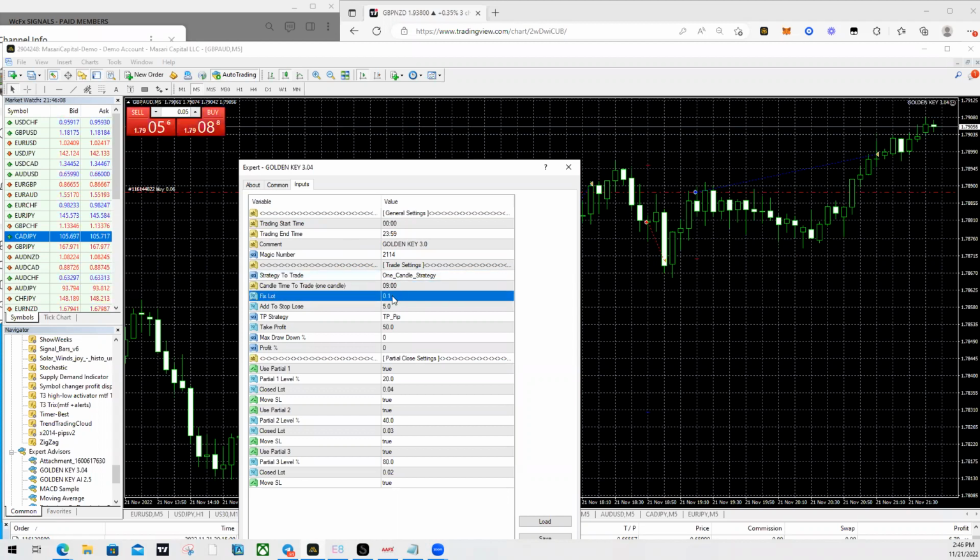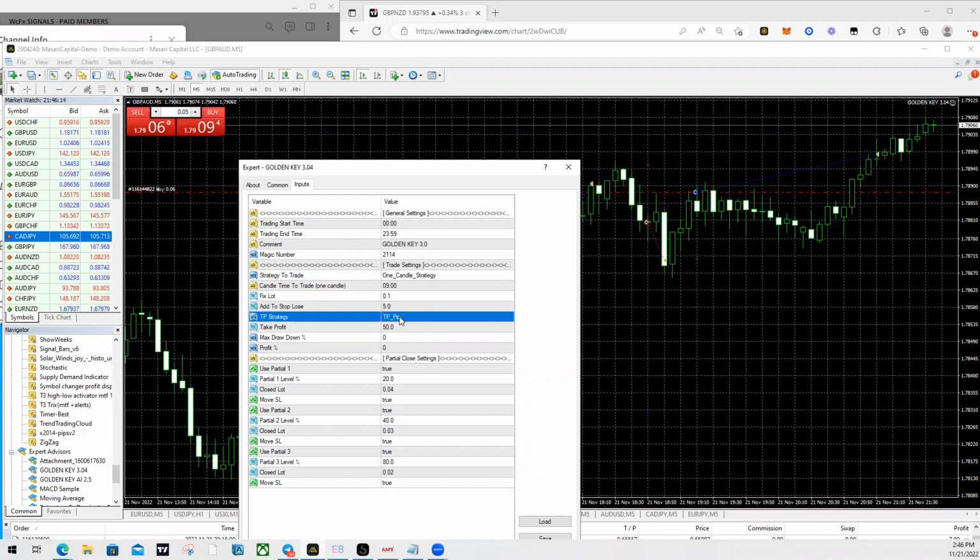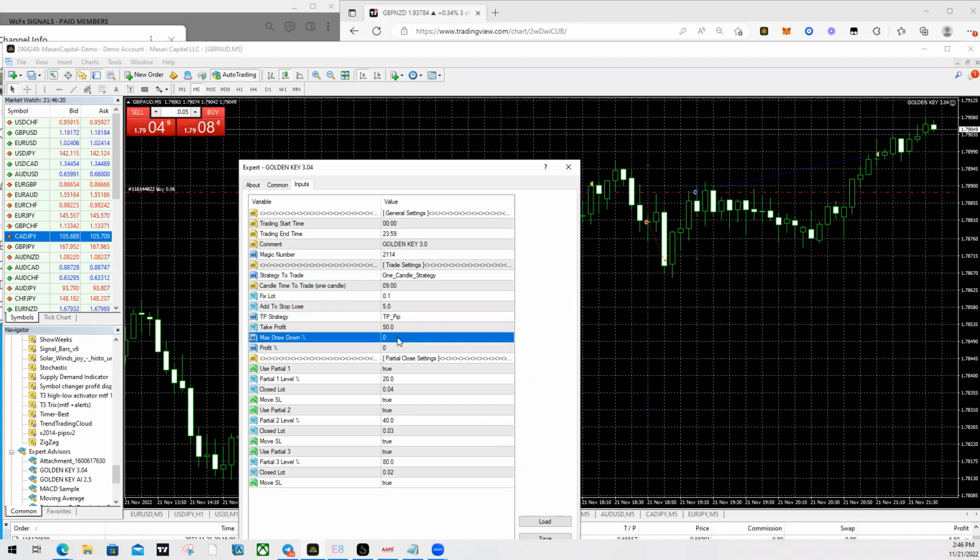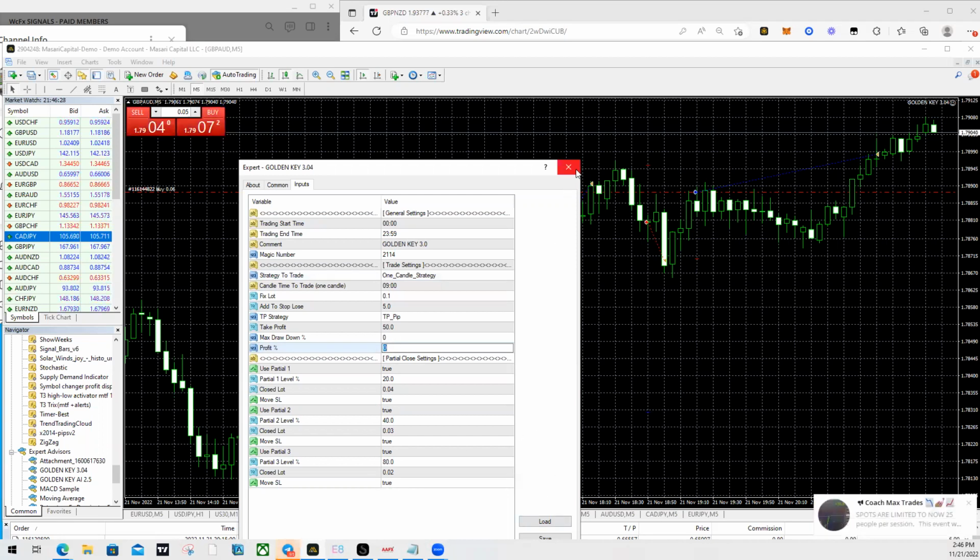And you have your fixed lot, right? You can add your pips to your stop loss. You can take profit based off of pips or the R to R ratio. You got your maximum drawdown protection, your profit protection, then you got your partial profits and your stop loss parameters. It's for the golden key.